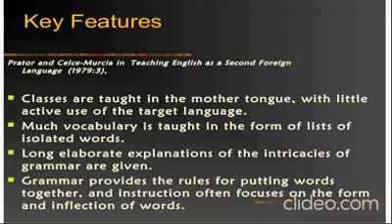Key features. Petrov and Celce-Murcia in Teaching English as a Second or Foreign Language, 1979. Classes are taught in the mother tongue with little active use of the target language. Much vocabulary is taught in the form of lists of isolated words, such as word meanings. Long, elaborate explanations of the intricacies of grammar are given. Grammar provides the rules for putting words together, and instruction often focuses on the form and inflection of words.